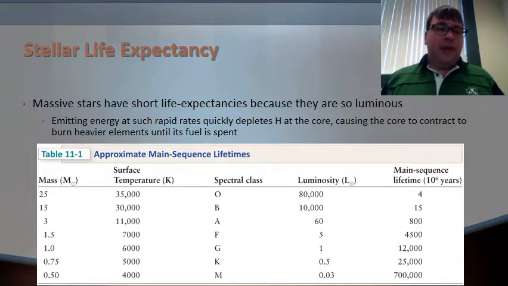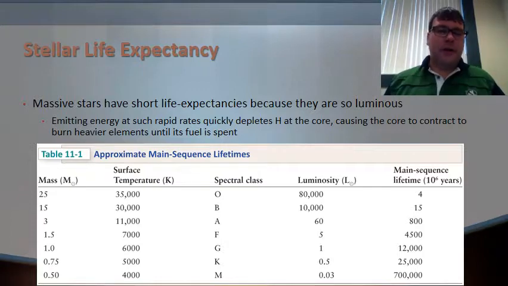For example, if we look at a mass of about 25 times the mass of our sun, so 25 solar masses, this particular star, being a class O star, very hot, very luminous, very large, would only have a life expectancy on the main sequence of about 4 million years. Now to us, that sounds like a very long time, but to a star, that is very short.